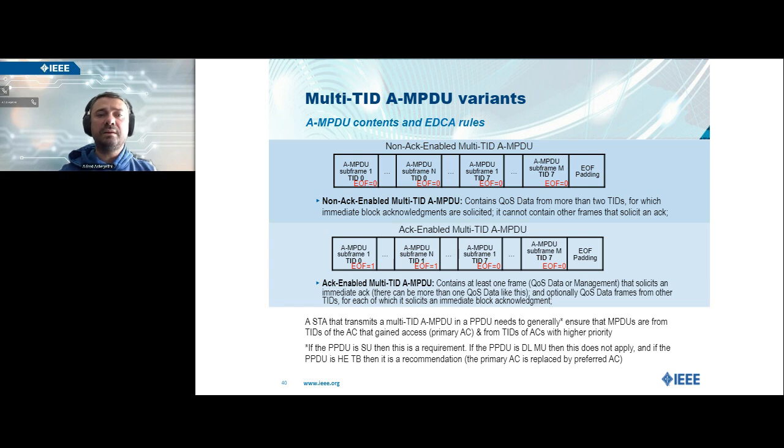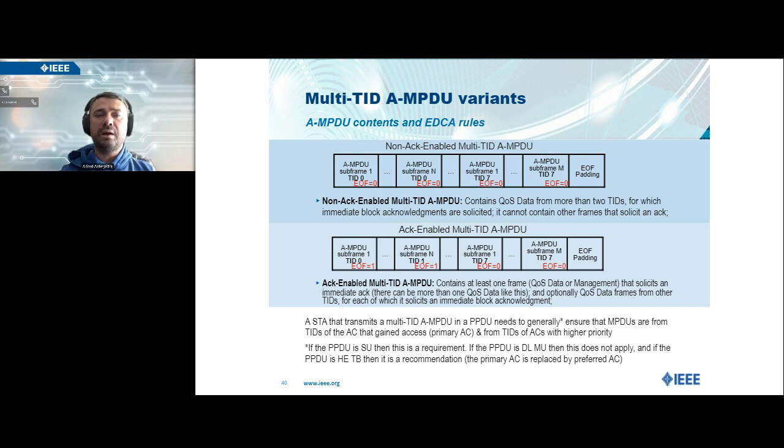And the ACK enabled multi-TID AMPDU, which, along with the MPDUs that solicit block acknowledgements, allows at most one MPDU that solicits an acknowledgement. So when you generate the immediate response, you are going to see, let's call it an ACK frame, but it's not really an ACK frame, but you can see an ACK plus multiple block ACK bitmaps. And this is going to be carried in the multi-STA block ACK frame that we will cover in detail in a bit. But this is essentially the difference between the two variants.